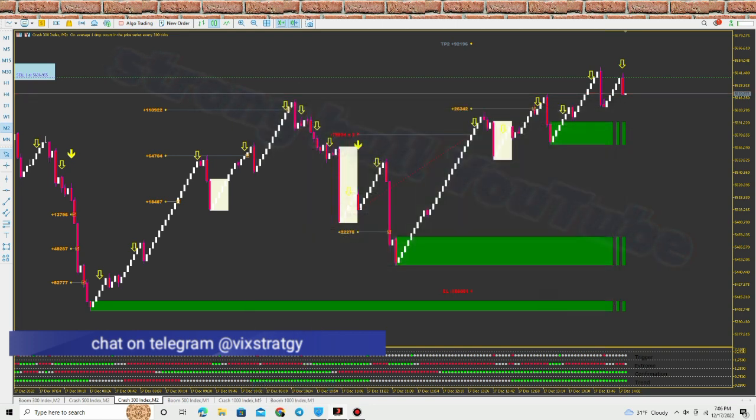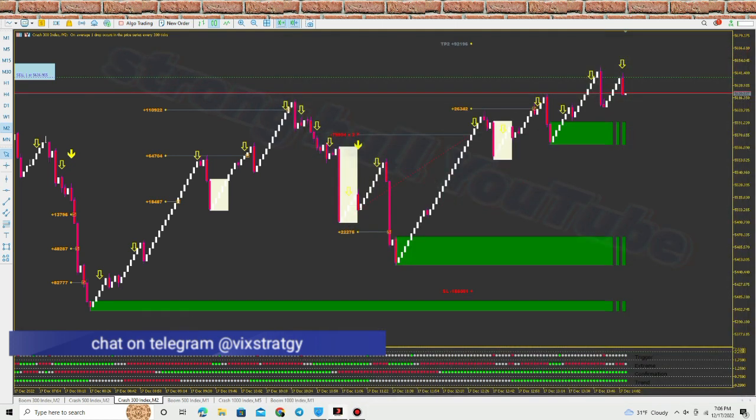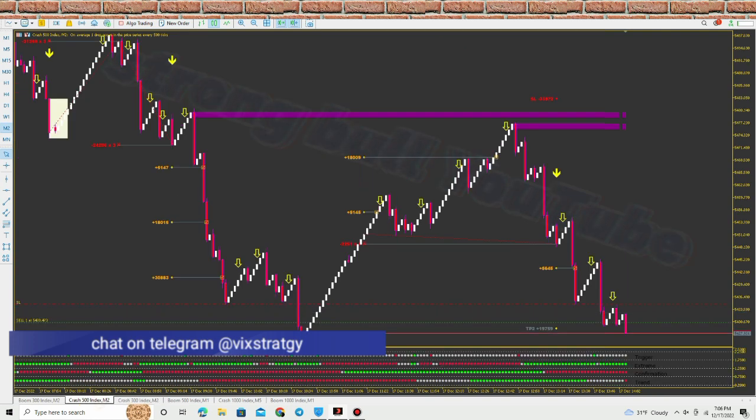Let me save the picture for my group, and here the picture is saved. Okay guys, let's move on to Crash 500 and see what's going on. Look here guys, here is also a spike, and this trade is also in profit.